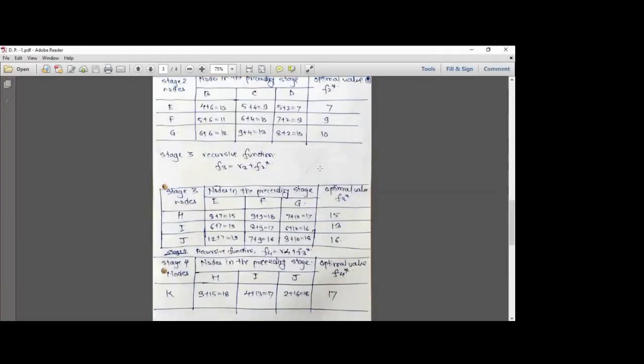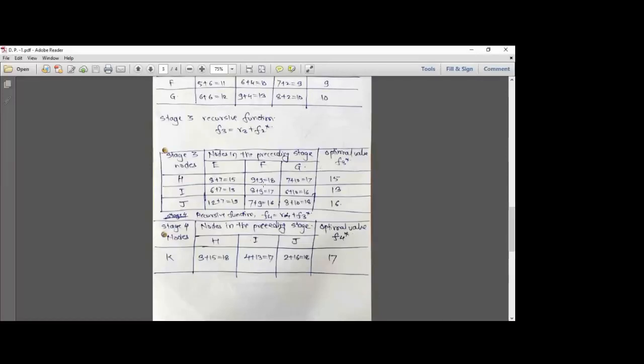Similarly, we have to take into consideration the minimum value. So 15, 18 and 17. What is the minimum value? 15. Next is 13, 17 and 16, which is the minimum value? It is 13 that has been taken. Right. Next it is 19, 16 and 18, which is the minimum value? It is 16 that has been taken.